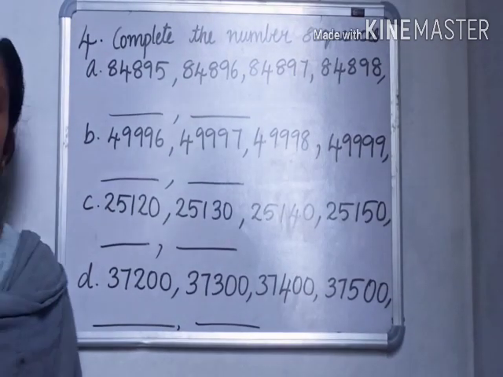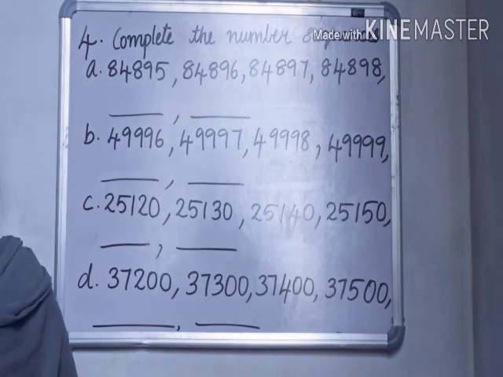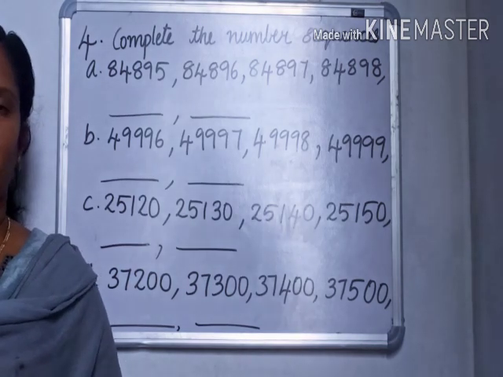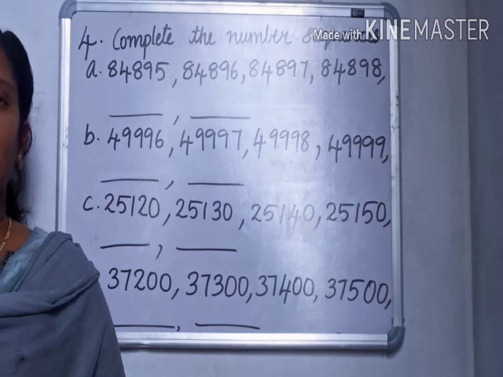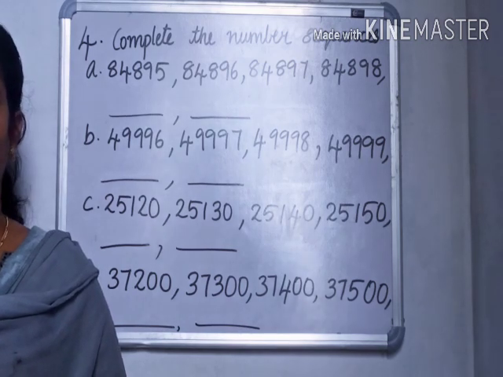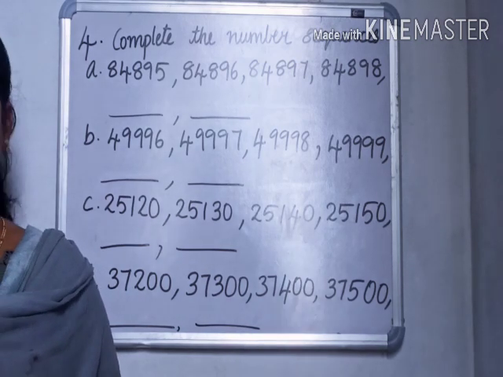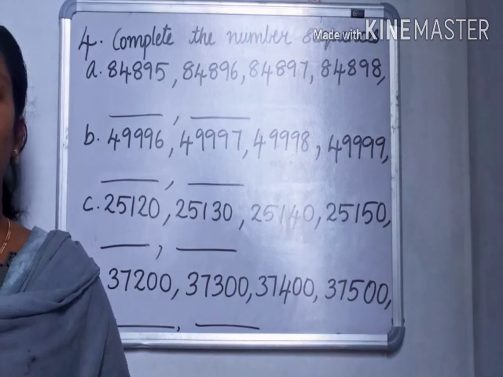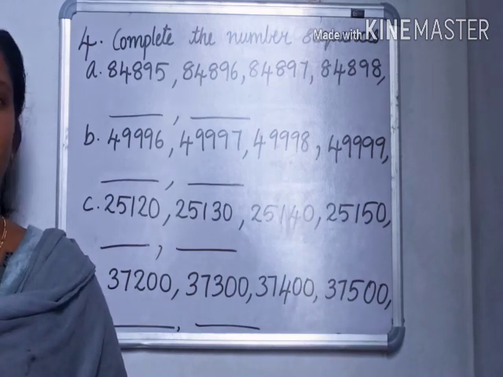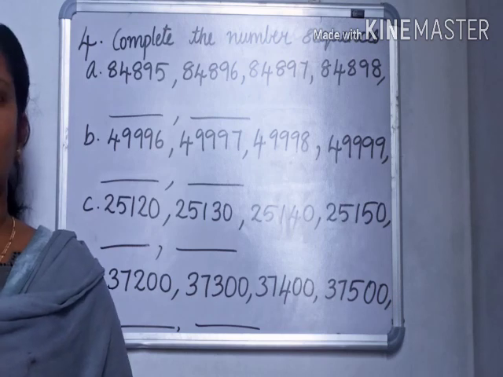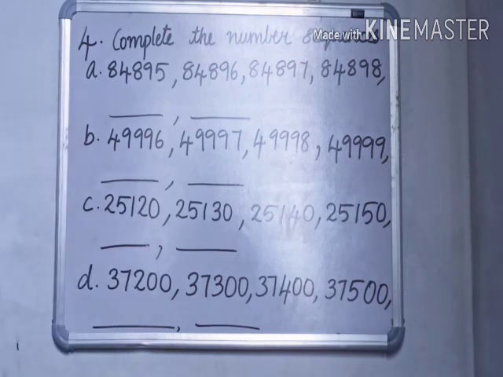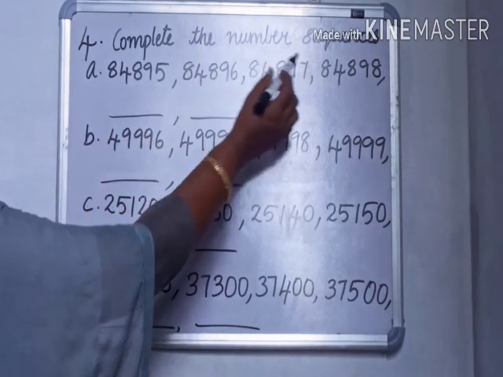Dear children, next is question number 3. That is fill in the table. You have to fill the successor and predecessor of a number in it. That is a very easy question. You have to fill it yourself. Okay. Let us move to the next question. That is fourth. Complete the number sequences.